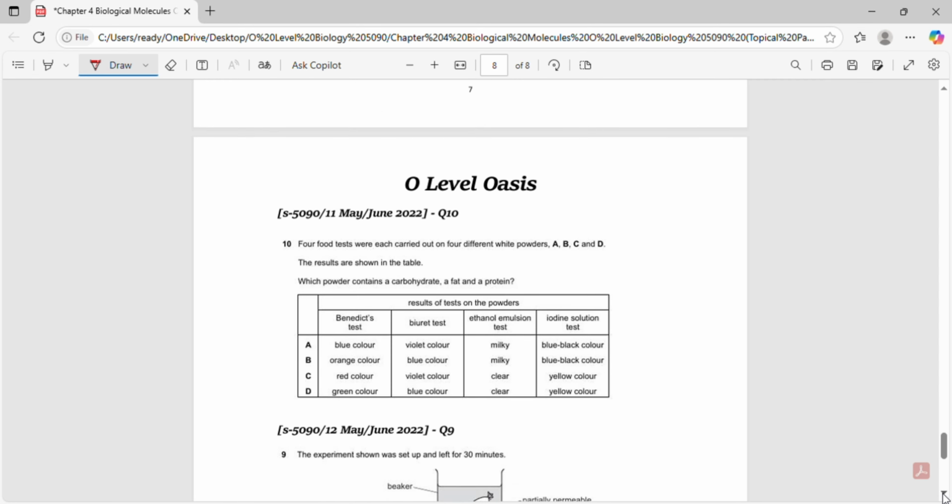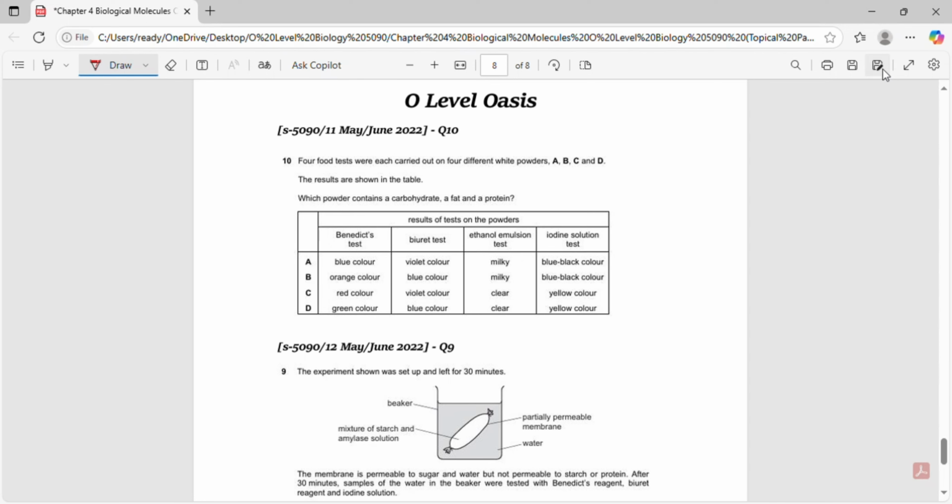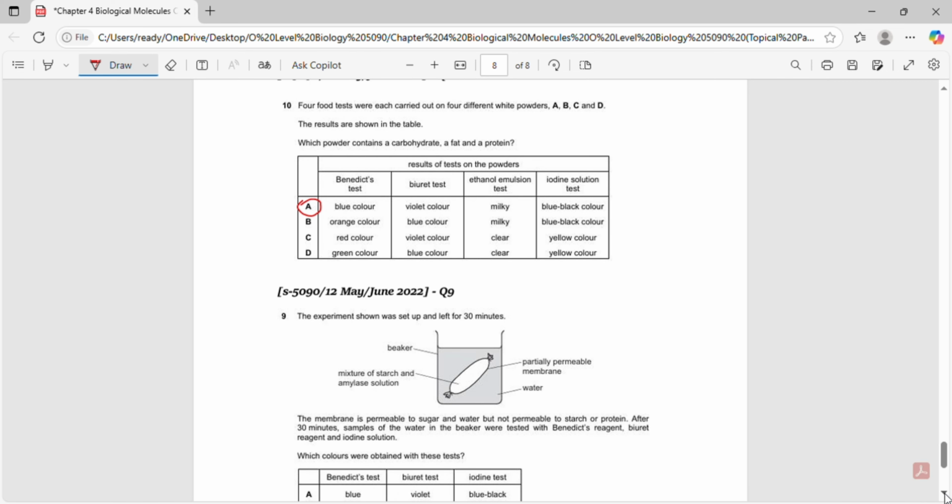The next question presents a table showing the results of 4 different food tests carried out on 4 white powders labeled A, B, C, and D. The task is to determine which powder contains a carbohydrate, a fat, and a protein. This one is a bit tricky, but after careful analysis of the results, we observe that the Benedict's test initially turned from green to blue, indicating the presence of some substance. Powder A is identified as the correct answer, as it tests positive for reducing sugars, proteins, and fats. These results align with the criteria provided in the question, confirming that A is the correct choice.